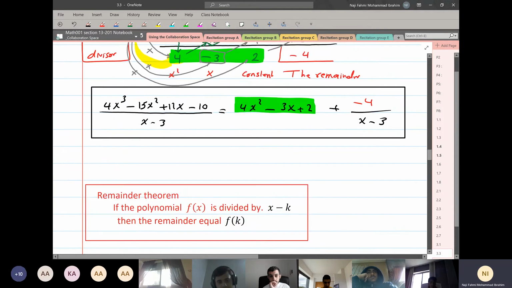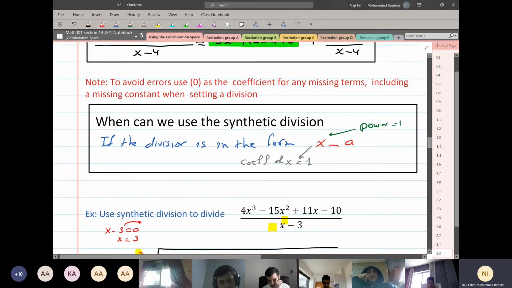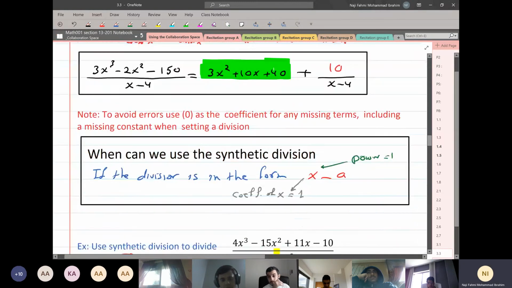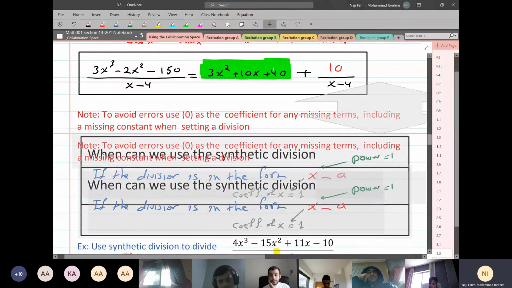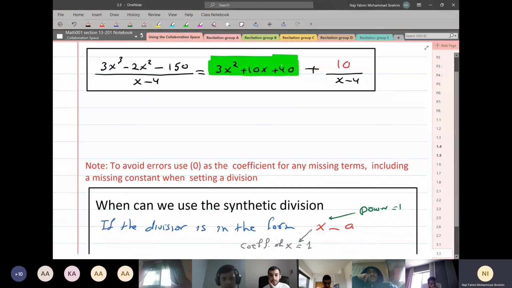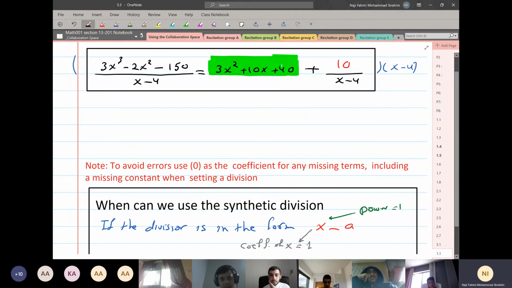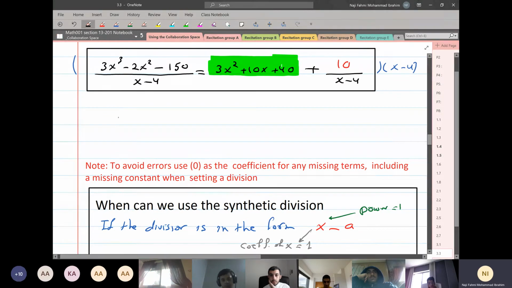Now we will introduce something called the remainder theorem. Please pay attention. This is very important. Let me go back to the previous example, which was this one. Now, Shabab, what's the denominator here? Is it x minus 4? Now I will multiply the whole thing by the LCD, which is x minus 4. If I do that, what will I write? I will say 3x to the power 3 minus 2x squared minus 150 is equal to what?